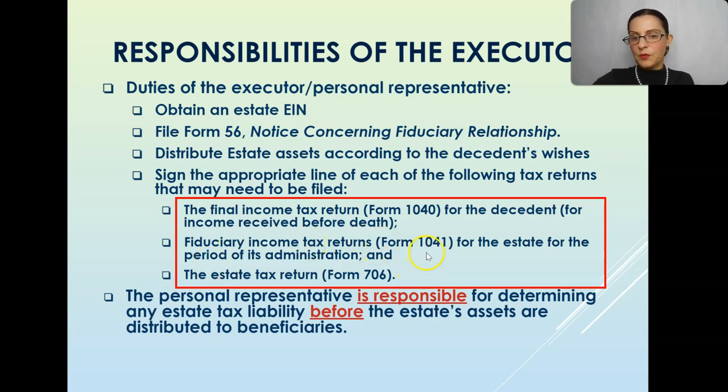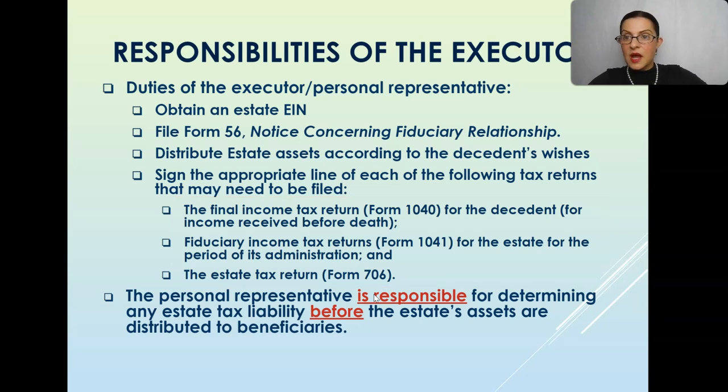This is the Form 1041 for the estate for the period of its administration. As long as the estate holds assets that have not been distributed to the beneficiaries of the estate, then the estate is going through its period of administration. And then the estate tax return, which is the Form 706. The Form 1041 is filed on an ongoing basis until the estate is closed. The Form 1041 is filed every single year that the estate is earning income.